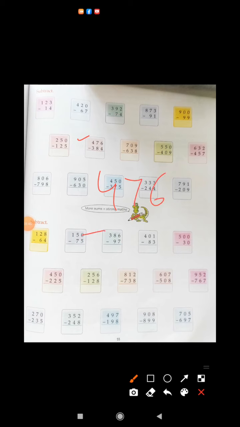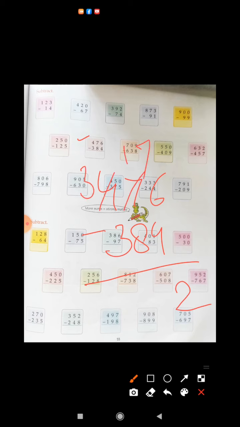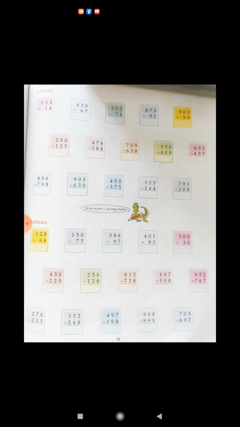476 minus 384. Now subtract the ones. 6 minus 4 is 2. Subtract the tens. 7 is less than 8. Take borrow from hundreds. Here will be 17 and here 3. 17 minus 8 is 9. Now subtract the 100. 3 minus 3 is 0. The answer is 92. Like this you do these parts in homework.